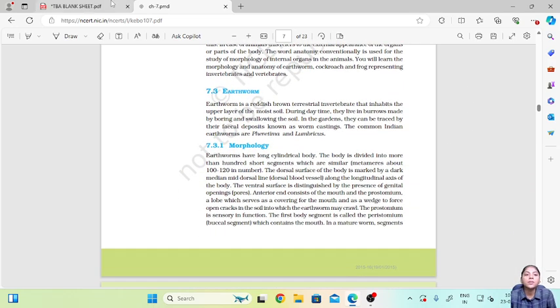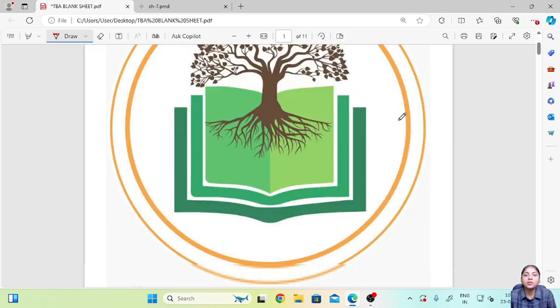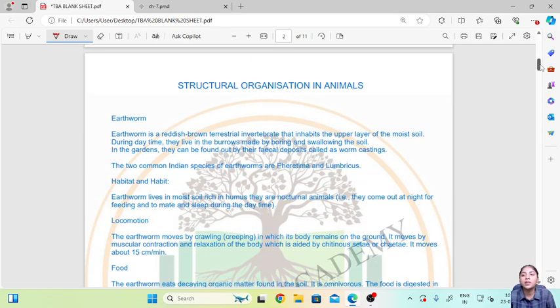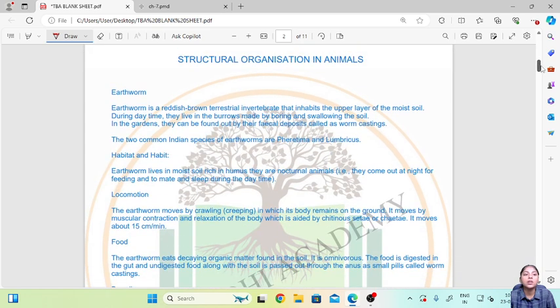So the first one that we have is earthworms. So we have seen earthworms in our day-to-day lives during rainy seasons and all. So let us study their structural organization and morphology. So earthworm is a reddish brown terrestrial invertebrate that inhabits the upper layer of moist soil.